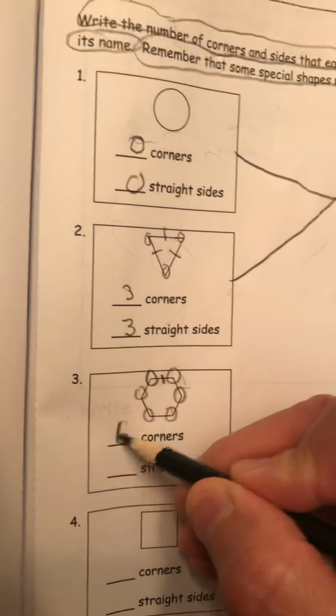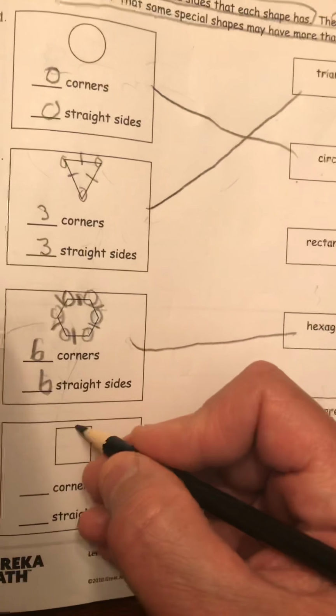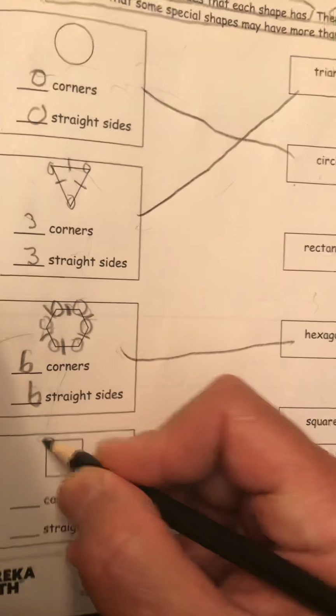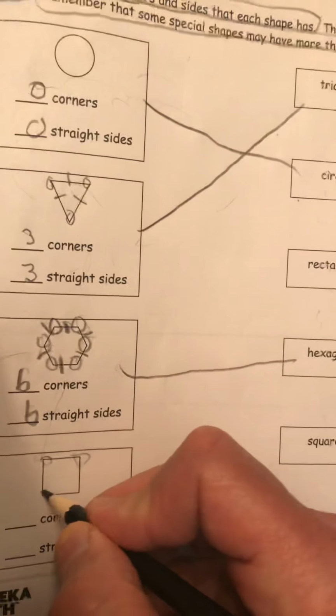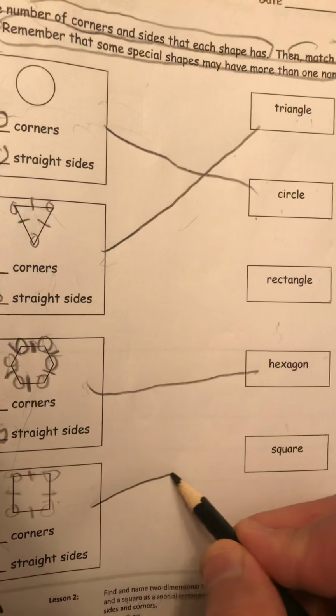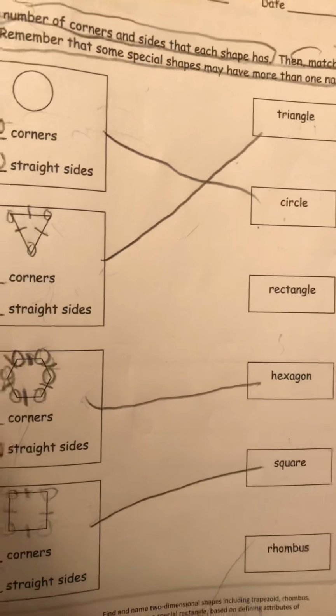Now this, boys and girls, this shape here has 1, 2, 3, 4 corners. It has 4 corners, and it has 1, 2, 3, 4 sides. It has 4 sides. So then the name of this shape is a square. Okay.